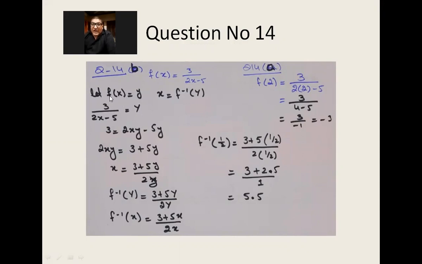So here, f of x equals y. In the place of f of x, put that formula. That's 3 by 2x minus 5 equals y. Take this bracket to this side. So we will have 3 equals 2xy minus 5y.